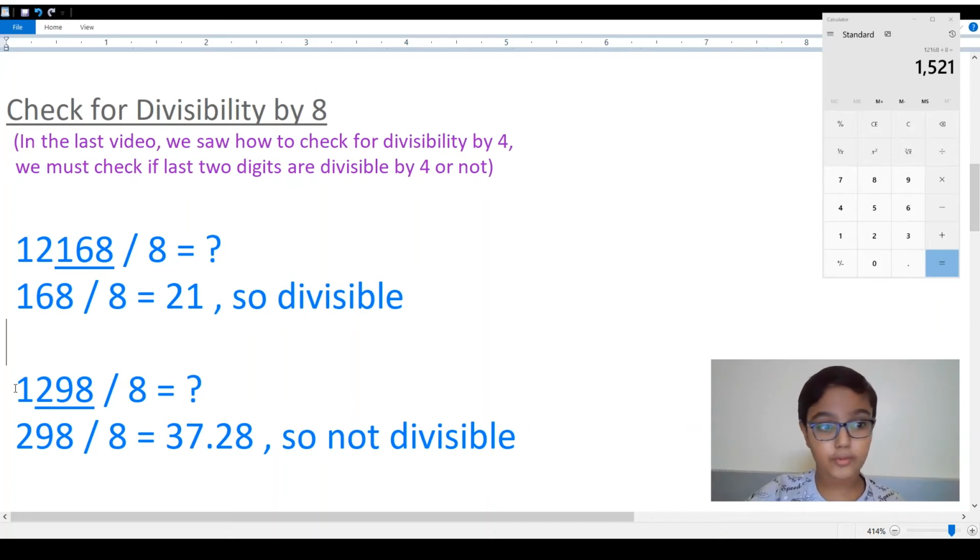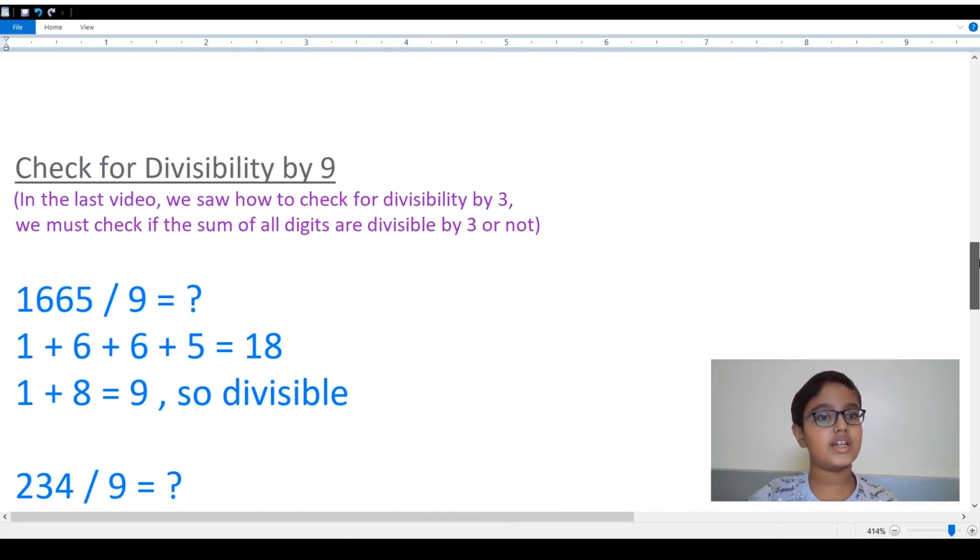Now let's see if 1298 is divisible by 8. The last three digits of 1298 are 298. So we can divide that by 8 to check if it is divisible by 8. As we can see, it is not divisible by 8. So our original number is not divisible by 8 as well. Let's check. As you can see, it is not divisible by 8.